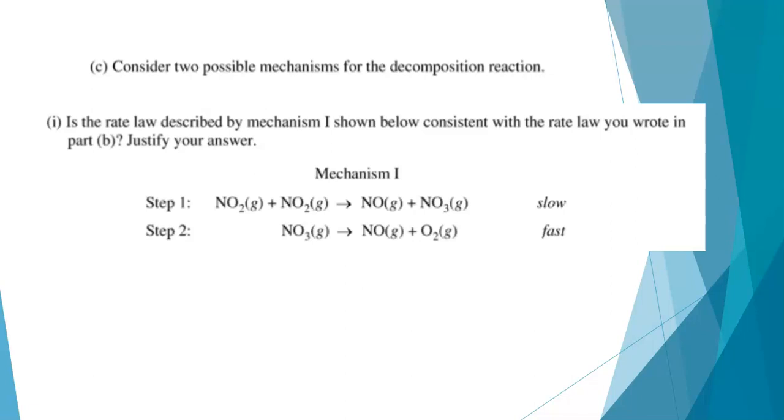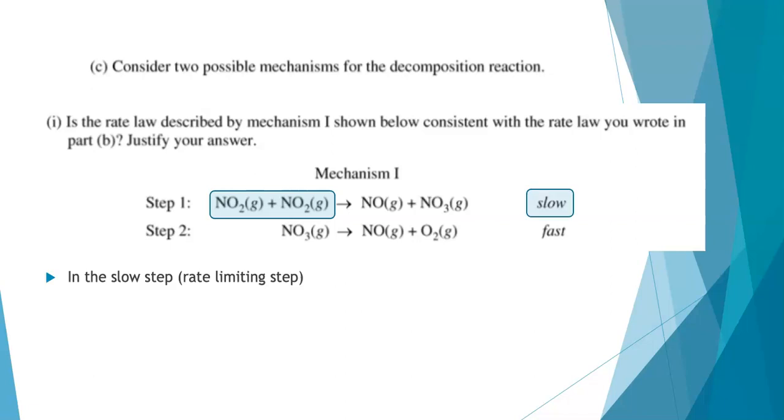So really the key is to look at the slow step of the mechanism, all right? The reactants of the slow step of the mechanism, which is step 1, are really what define the rate law for this mechanism. The slow step, or the rate limiting step, is step 1. So it's got 2 particles of NO2 colliding. It's bimolecular in NO2. And the way these elementary steps work is that the rate law for an elementary step literally comes from the reactants. And so the rate law would be second order in NO2.